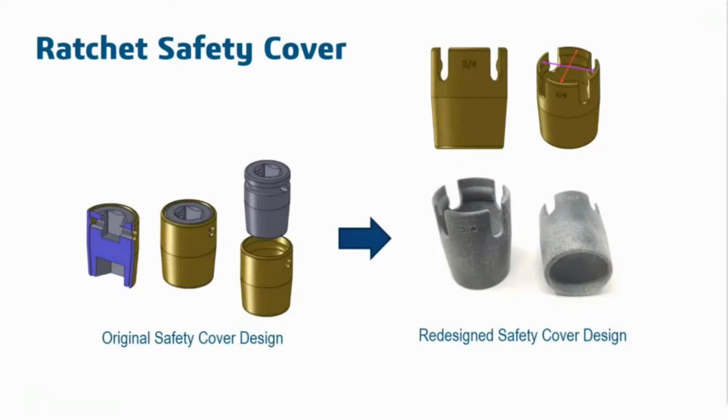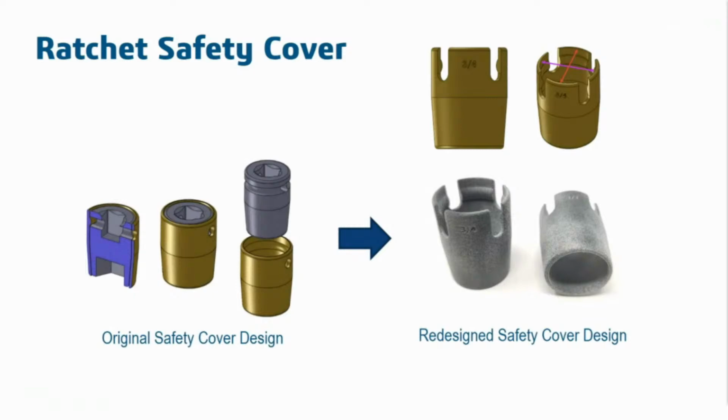Very cool. Let's take a look at some examples that you've worked on with MJF, and let's talk about why you chose MJF for these processes. Let's talk about this first one here, the ratchet safety cover. Yep. So this was for one of our automation customers.